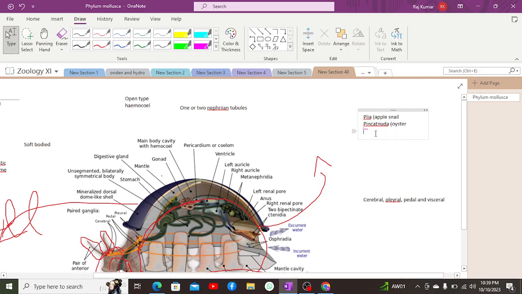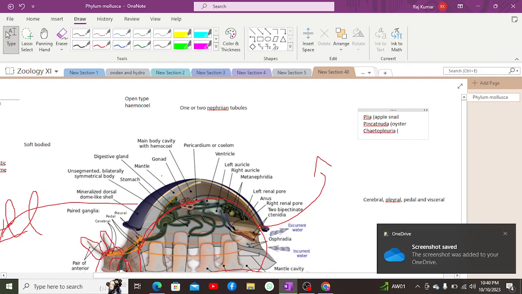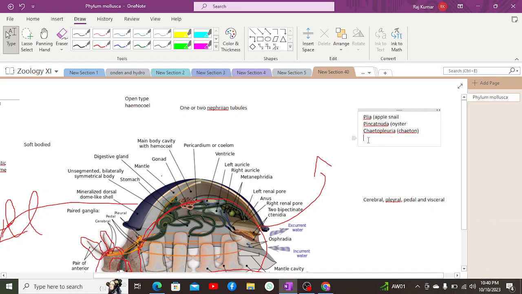Apart from which, we have examples of Chiton, Chaetopleura, which is an example of chiton. These are the chitons. We also have other examples of Dentalium. Dentalium is the scientific name.